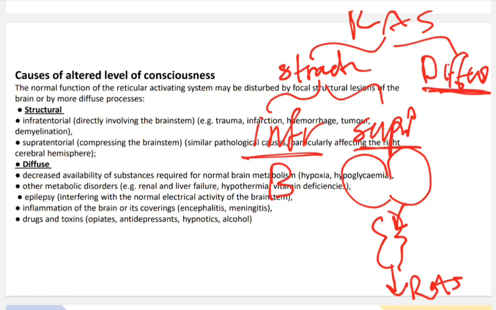But in the diffuse causes, we have hypoxia or metabolic causes like decreased sodium, glucose, or even epilepsy, or inflammatory causes like encephalitis, meningitis, and drug intoxication. We think about alcohol, opioids, or antidepressant drugs.